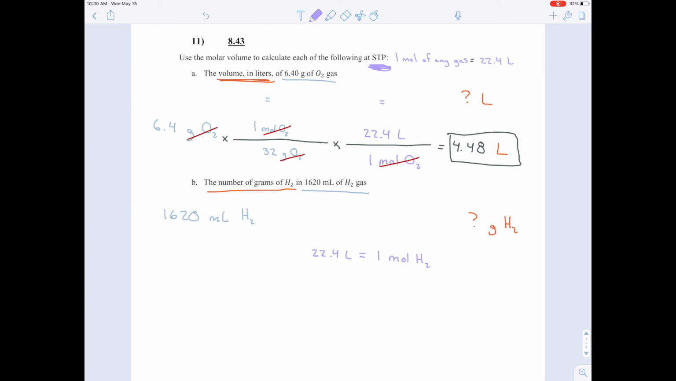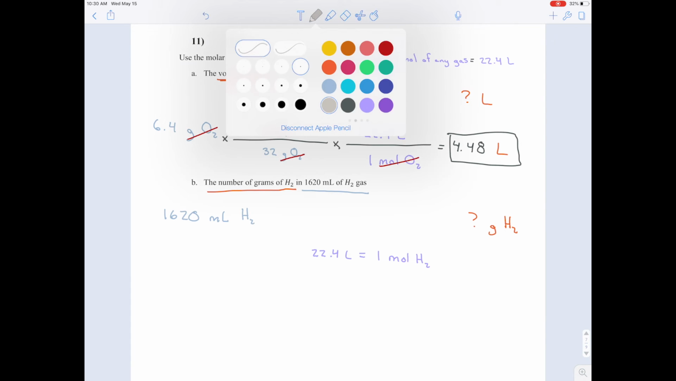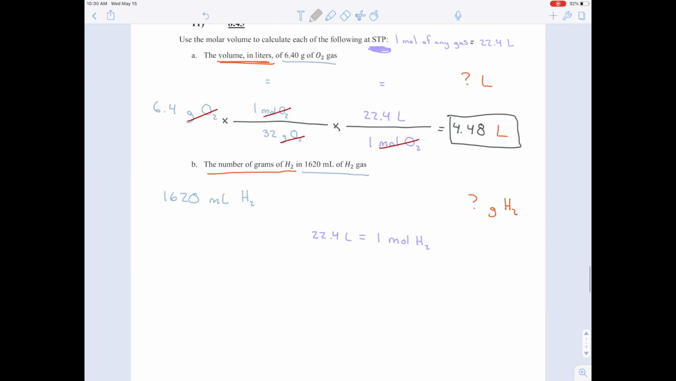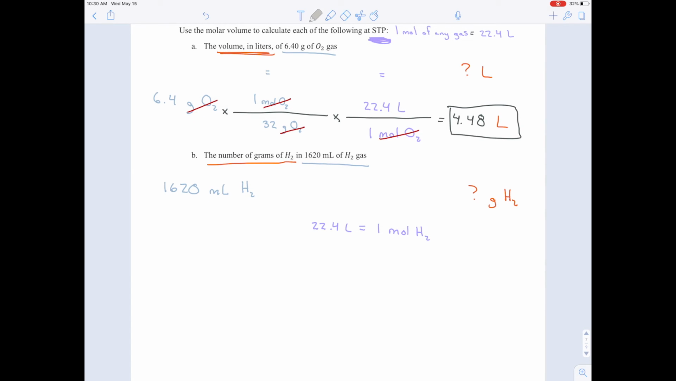All right, well, we don't have liters and we don't have moles, but we have things that we can relate these to. For example, we have milliliters. And we would know from the very first chapter that there are 1,000 milliliters in 1 liter. So we can use this gray conversion factor to get from milliliters to liters. We can use the purple one to get from liters to moles.